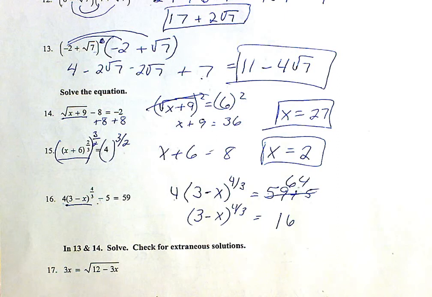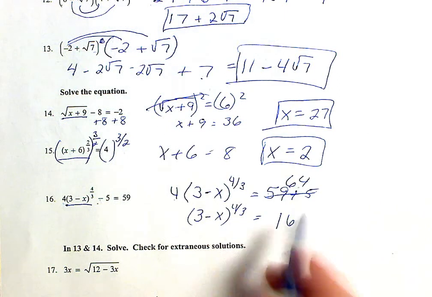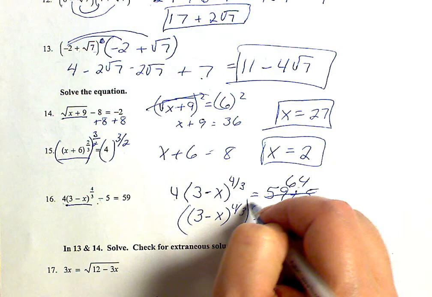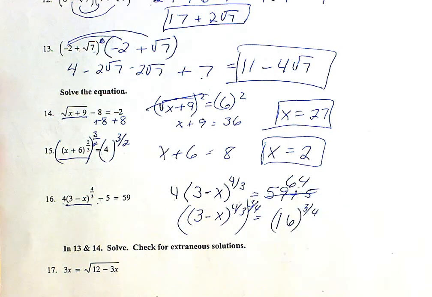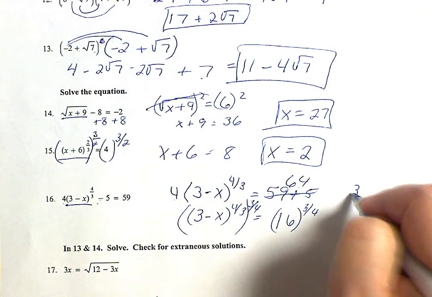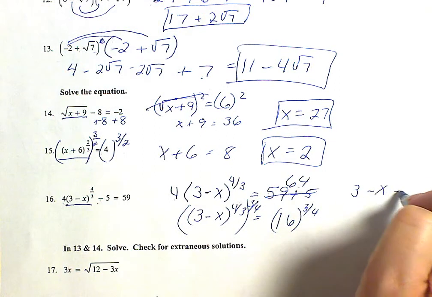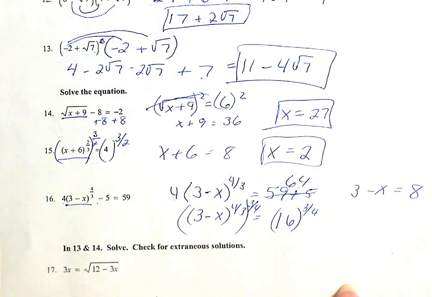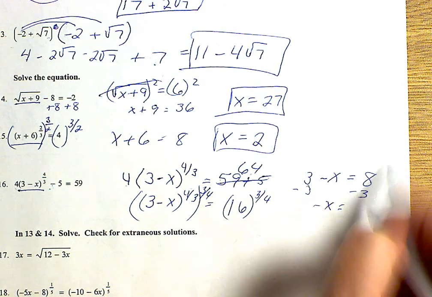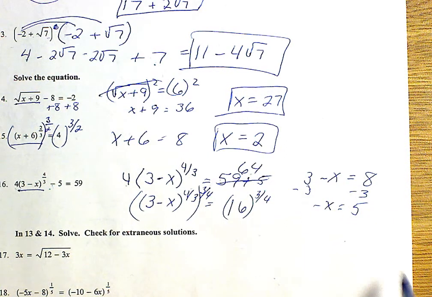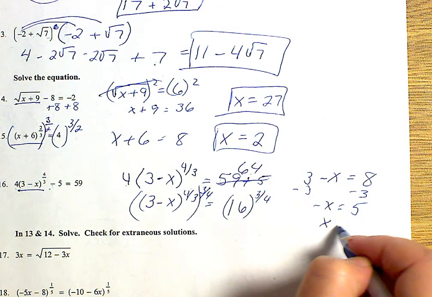And now I have to raise it right here to the 3/4. So I'm raising 16 to the 3 divided by 4. So I have 3 minus my x is equal to 8. Subtract 3, negative x is equal to 5, and then I would divide by a negative, so x is equal to negative 5.